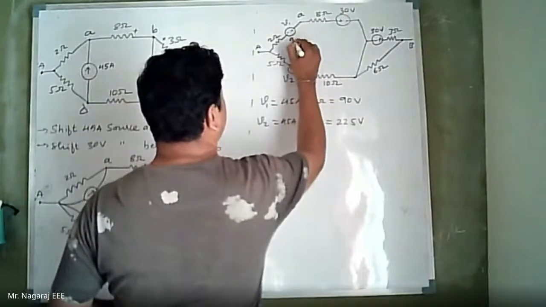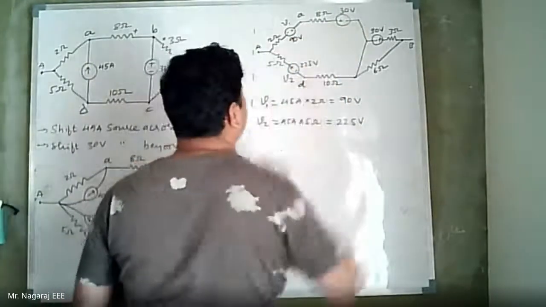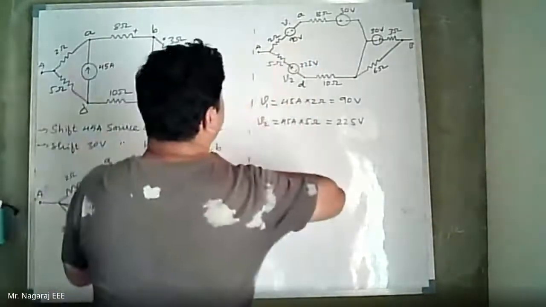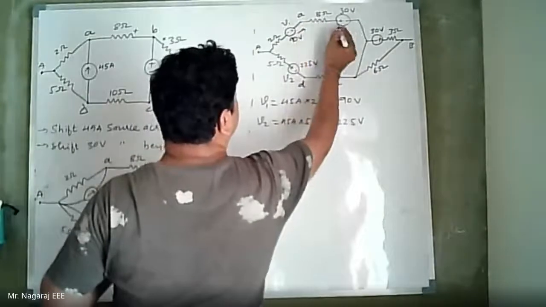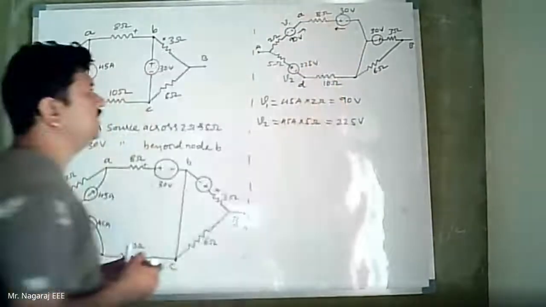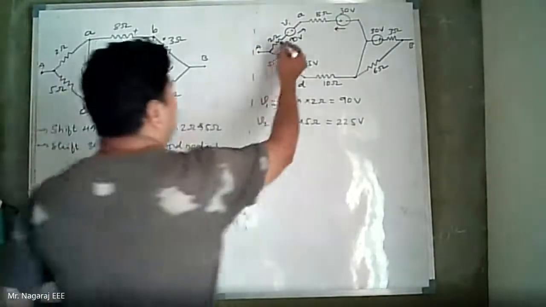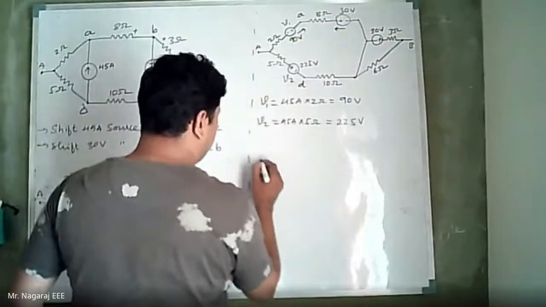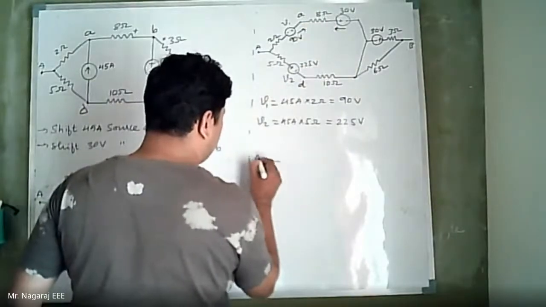This is 90 volts. Now there is 90 volts and 30 volts in the same branch, but these are opposing each other. So therefore, we will get an equivalent voltage. 2 ohm and 8 ohm are in series. I will redraw the circuit. Terminal A.